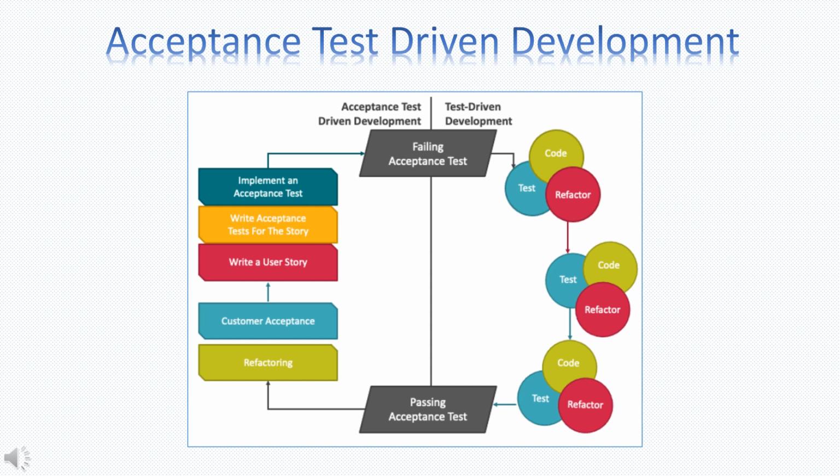Acceptance test-driven development is similar, but it's different in the sense that it's used to define a user story's acceptance criteria before the development of the user story begins, and then after the user story has been developed, the acceptance tests in the sprint review are used to demonstrate that the user story was properly developed.